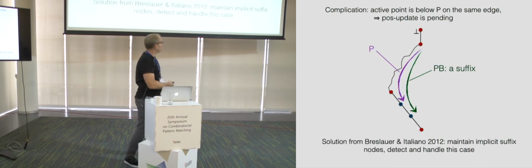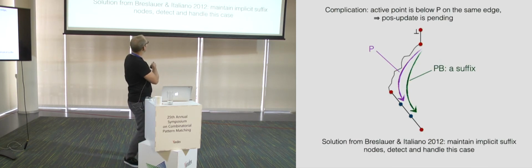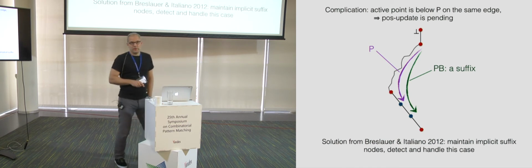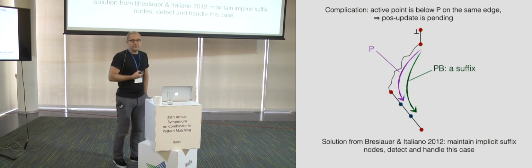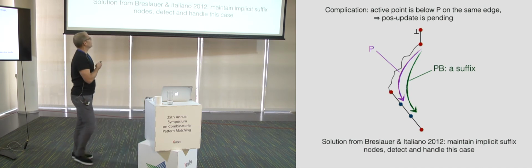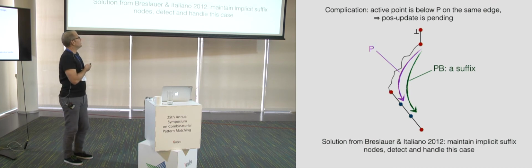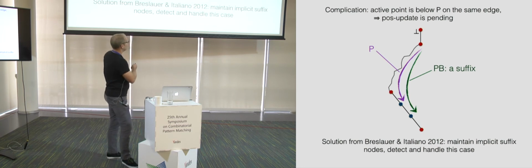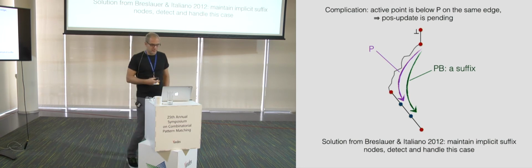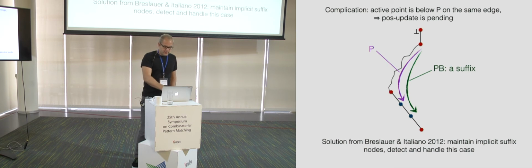We have one more problem, which means that we have to use another data structure. We use something from Breslau and Italiano, which keeps track of the current implicit suffixes in the tree. And we use that to find the position when we're matching a pattern at an edge that has not yet been position updated because the active point hasn't moved past it yet. So then we've covered all the cases.